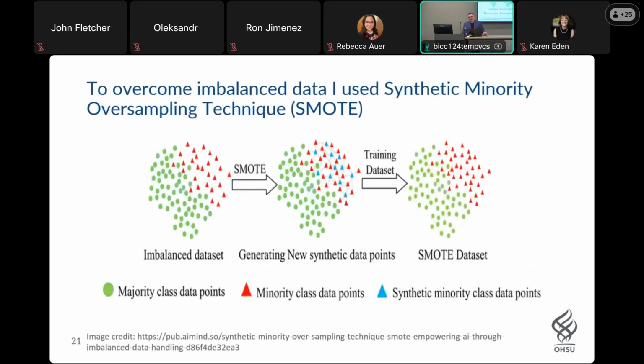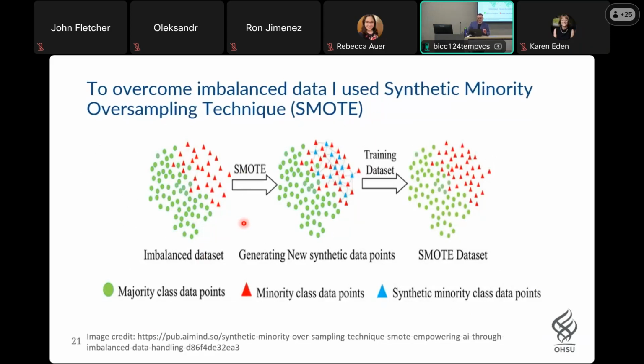So to overcome that, there is a technique called SMOTE, Synthetic Minority Oversampling Technique. So as you can see, the green dots represent the majority class, right here, and red dots represent the minority class.